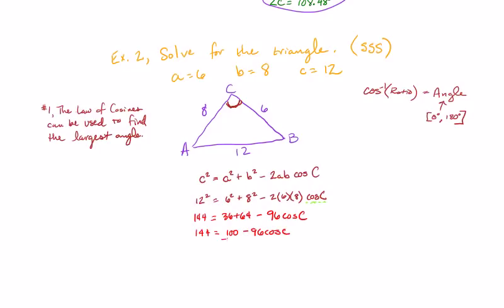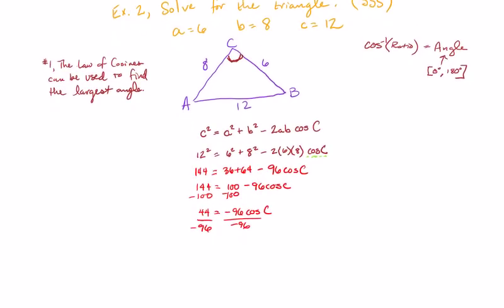And then I'm going to subtract 100. I can't combine the 100 and the 96. That'd be bad math. So that's 44 equals negative 96 cosine of C. Divide by negative 96. I'm not even going to reduce this, it's unnecessary. Cosine of C equals negative 44 over 96.